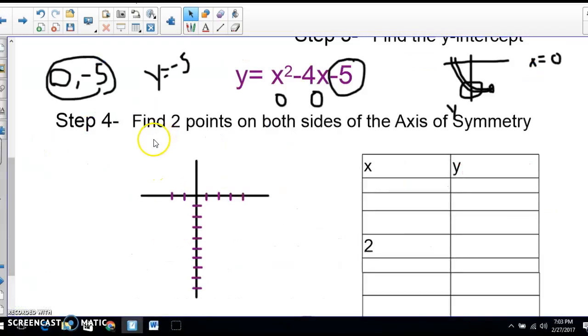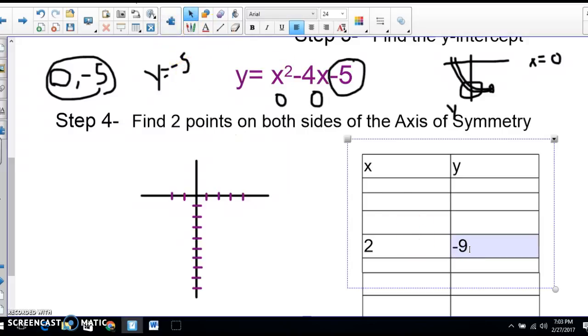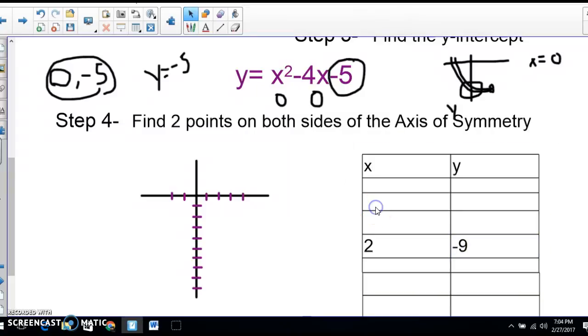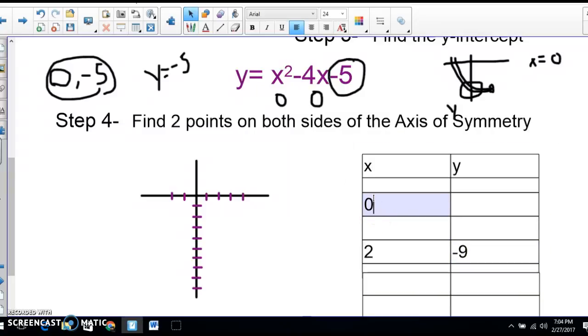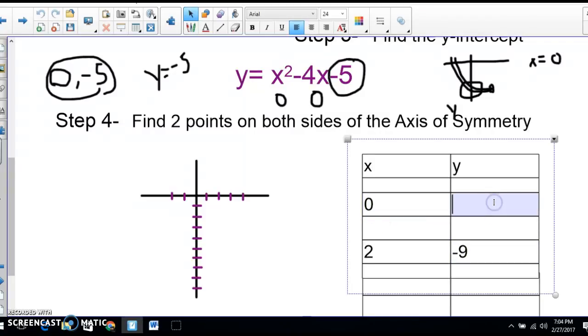So one of our last steps is to go ahead and graph it. We know that our point of symmetry is at x is 2, y is negative 9. So we can go ahead and put in negative 9 here. We also know that at 0 is our y-intercept, 0, 5. So what we're going to do is try to graph some points that are on the left side of our axis of symmetry, and then conversely we can flip it.